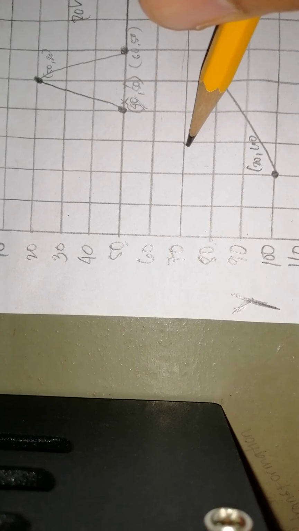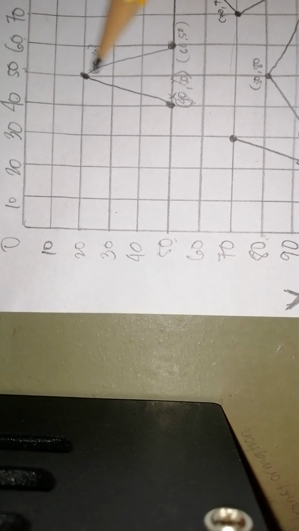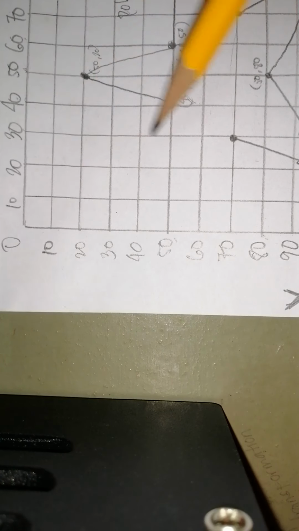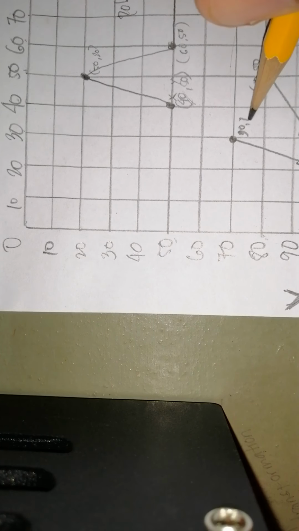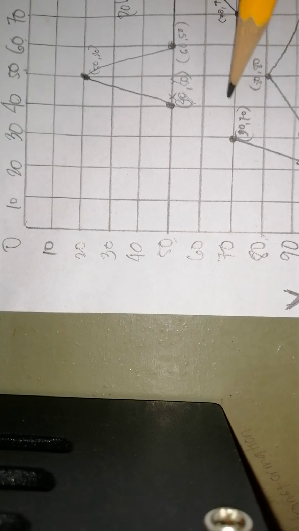Next point, say for example, this one. Looking at this point, we have 30 for the x and 70 for the y. The next point is here: we have 10 for the x and 50 for the y.